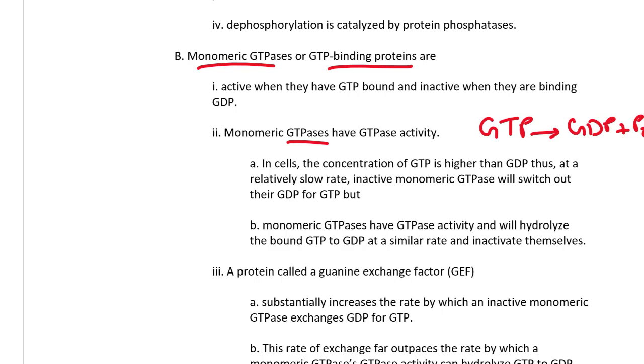Keep that in mind. In cells, the concentration of GTP is higher than GDP, thus at a relatively slow rate, inactive monomeric GTPases will switch out the GDP for GTP, but the monomeric GTPases have GTPase activity and will hydrolyze the bound GTP to GDP at a similar rate and inactivate themselves.